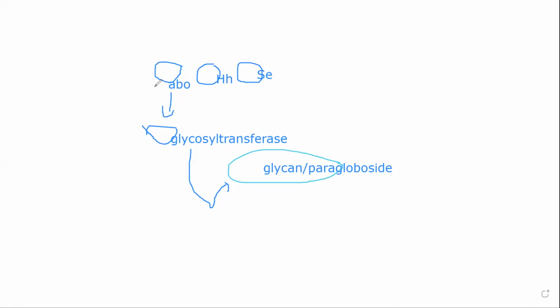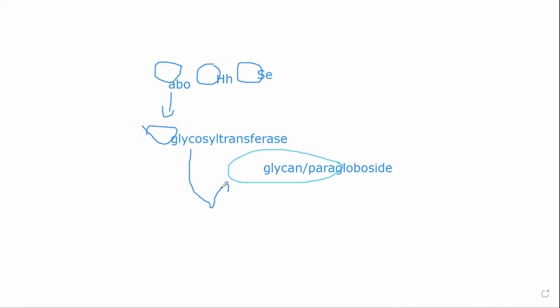Okay, so once we inherit these genes, each of these genes encodes for the production of proteins, specifically glycosyl transferases. Itong proteins na pinoproduce ng ating ABO, HH, and SE genes are specifically your glycosyl transferases. And these glycosyl transferases, class, ang role nila would be to add a sugar. They add or transfer or attach a sugar to this basic precursor substance or basic precursor structure.